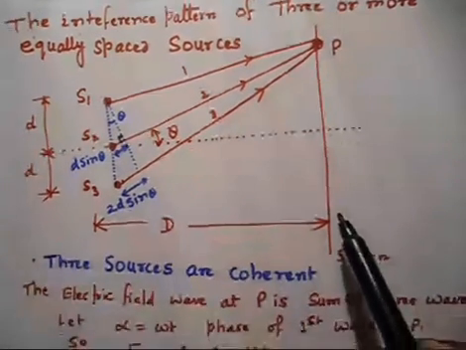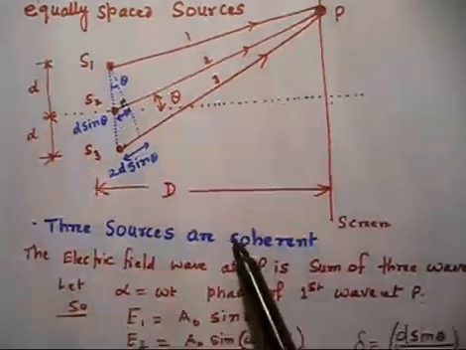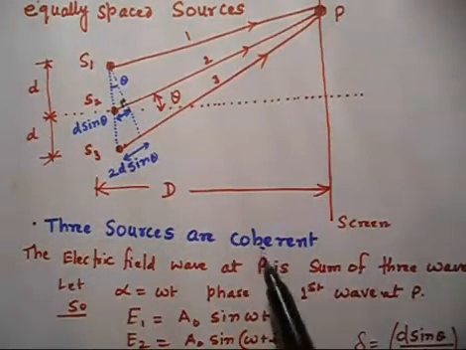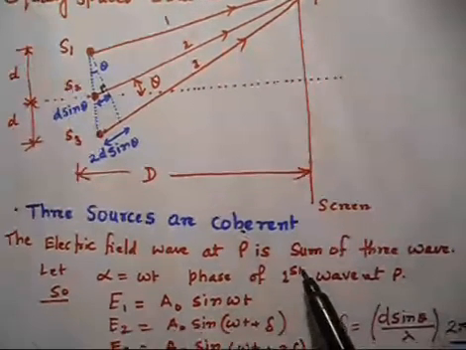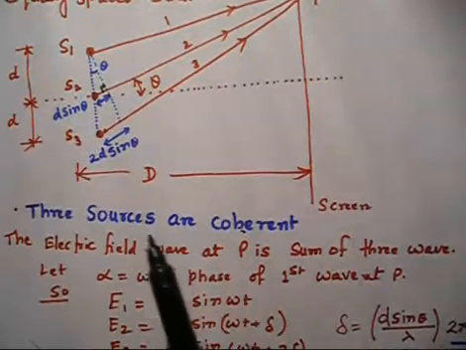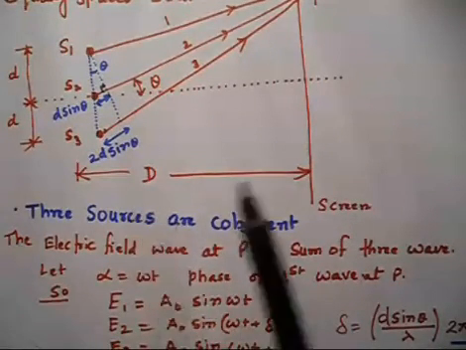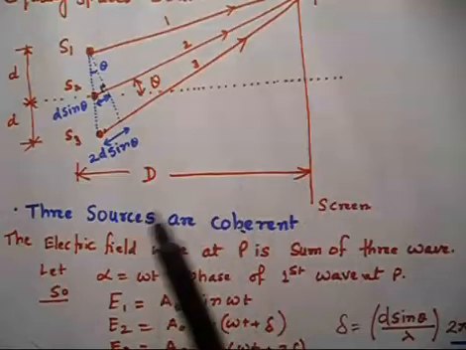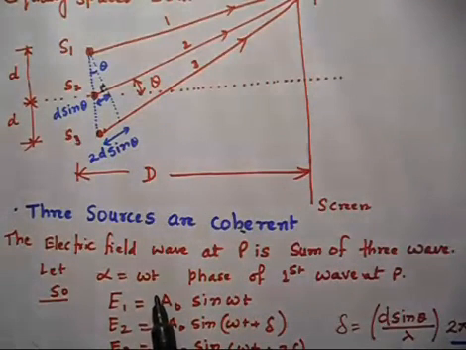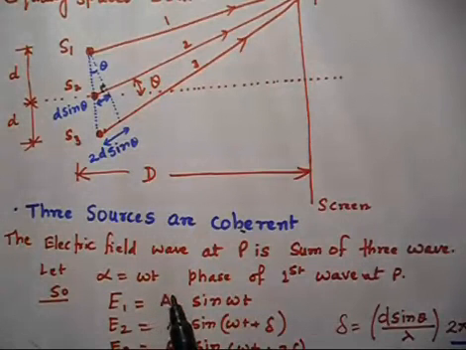Let us say three sources, so an important point: the three sources are coherent sources. Now what my problem is, I am at point P getting three electric fields, one due to source S1, another due to source S2, another electric field due to S3. So my point is to find out the equivalent electric field at point P due to these three sources. So my point is very simple: I have to find out the superposition of three electric fields.